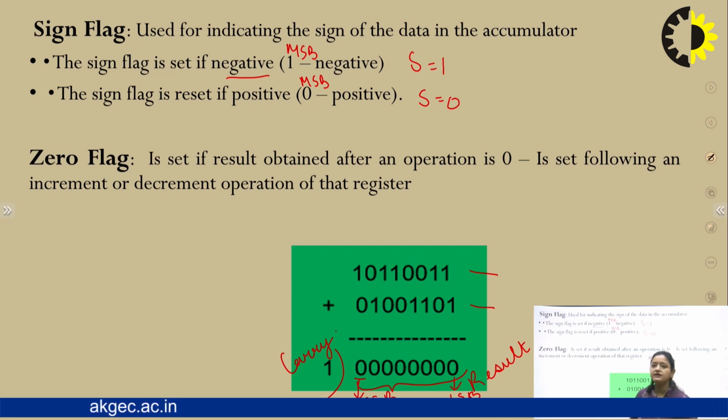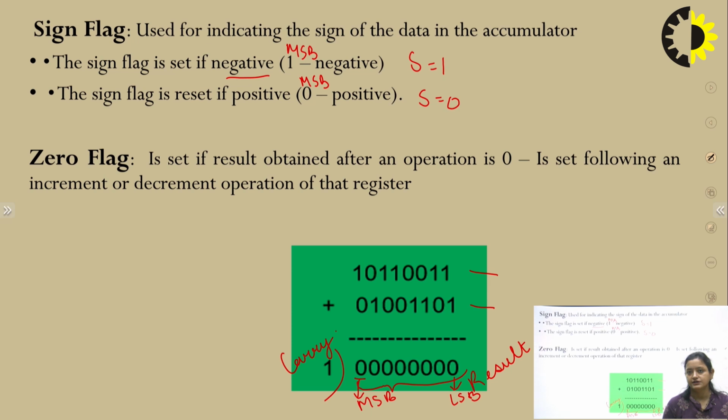Next, we move on to the zero flag. So what is the zero flag? The zero flag is set or reset depending upon whether my result is zero or non-zero. Here you can see that the result is all 0. In such a situation, when my result is all 0, the zero flag is set, meaning that the zero flag will carry the value 1. On the contrary, the zero flag is reset, or we pass the value 0 to it, when my result is non-zero.